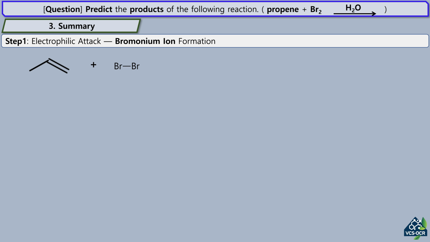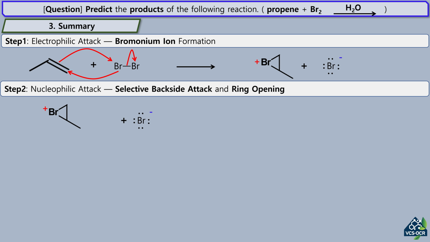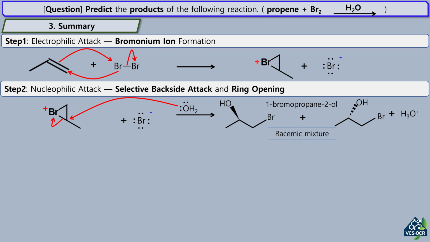Let's summarize. Step 1. Electrophilic attack, bromonium ion formation. The alkene's pi electrons polarize Br2, leading to the concerted formation of a bridged bromonium ion. Step 2. Nucleophilic attack, selective backside attack, and ring opening. The excess water acts as the nucleophile, performing a backside attack on the more substituted carbon of the bromonium, yielding the anti and Markovnikov product. For propene, this gives 1-bromopropan-2-ol as a racemic mixture.